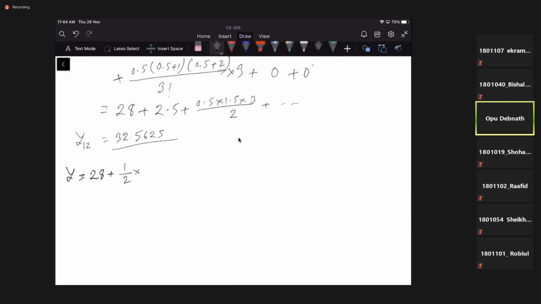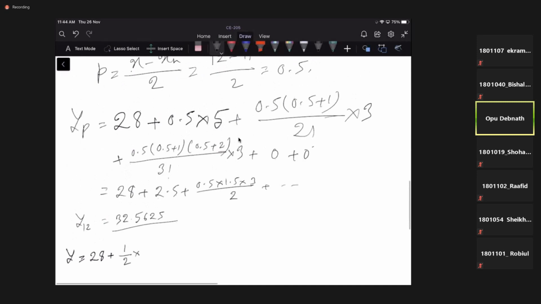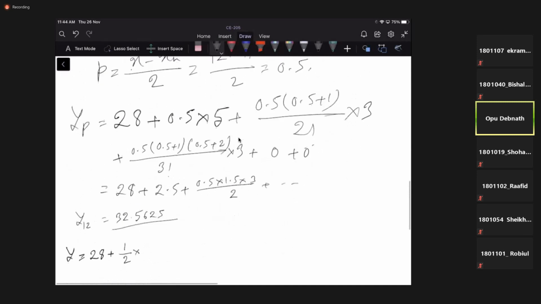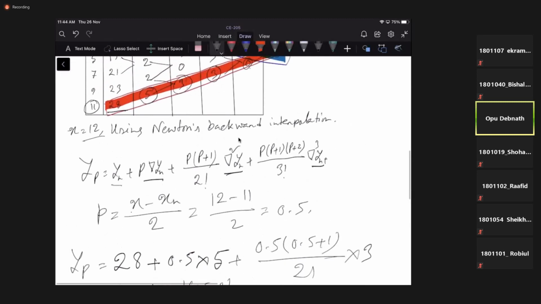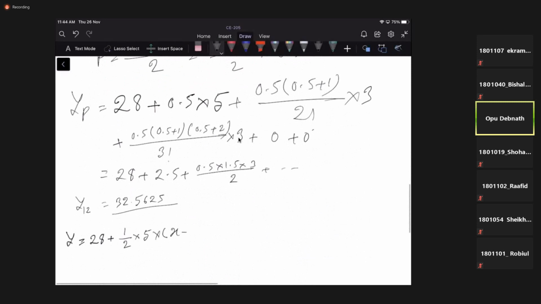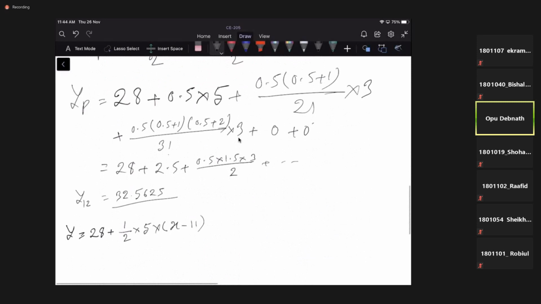simply nabla yn. That means nabla yn value is 5. So 5 multiplied by x minus xn, the last term. The last term of this table is xn, 11. This will give you x minus 11, plus next term 1 by 3 factorial. This is 2 factorial and 1 by 3 factorial. Sorry, I made a mistake.